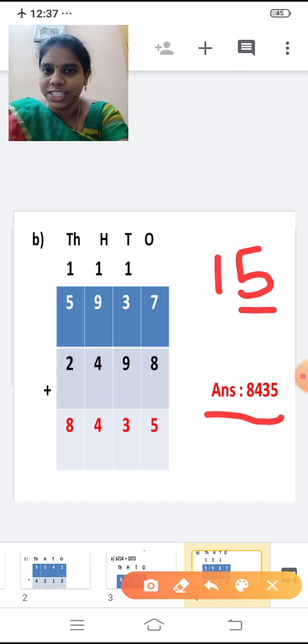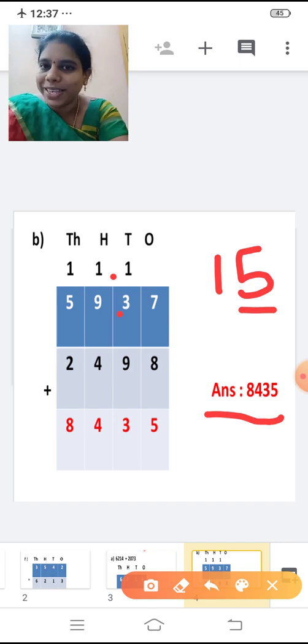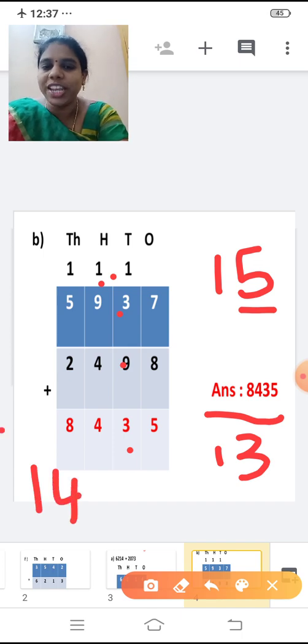Now add the tens place. 1 plus 3, 4. 4 plus 9, 13. So 13 is again a two-digit number. Write 3 in the tens place. 1 you carry forward to the hundreds place. Now add 1 plus 9, 10. Then 10 plus 4 is 14. 4 you write in the hundreds place and 1 you are going to carry forward to the thousands place.